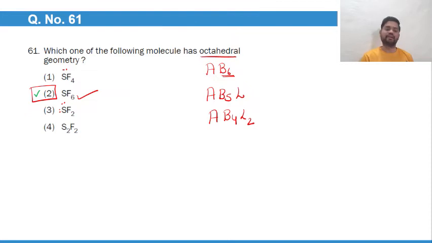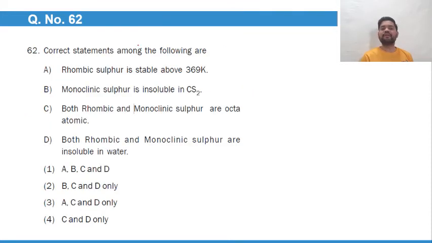62. Correct statement among the following is, we need to know the correct statement. Rhombic sulfur is stable above 369 Kelvin. Wrong. Memory based. Okay, it is not stable above, it is stable below. Wrong statement. Monoclinic sulfur is insoluble in carbon disulfide. Wrong. This is soluble in carbon disulfide. Both rhombic and monoclinic sulfur are octaatomic. True. Absolutely true. Both rhombic and monoclinic sulfur are insoluble in water. True. They both are true. So the correct statements are C and D. I'll go with option number 4. So 62, option number 4 is the right answer.